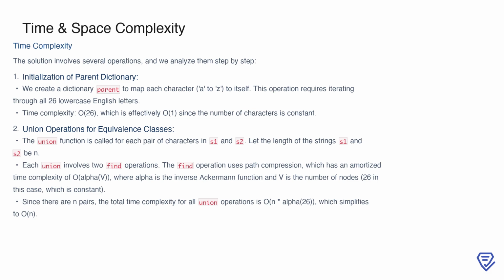Next, we look at the union operations used to build the equivalence classes. For each pair of characters in S1 and S2, we call the union function, which internally performs two find operations. Using path compression, the amortized time complexity of find is O(alpha(V)), where alpha is the inverse Ackermann function, and V is the number of nodes, which is 26 in this case. Since this is constant for our problem, each union operation runs in effectively O(1) time. With n pairs of characters in total, the combined time complexity for all union operations is O(n).